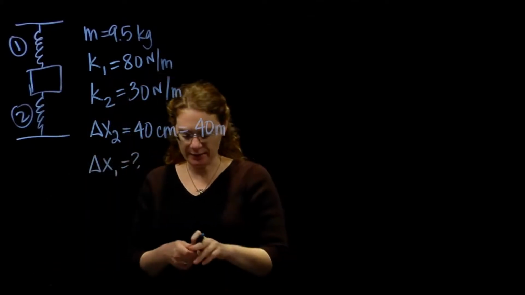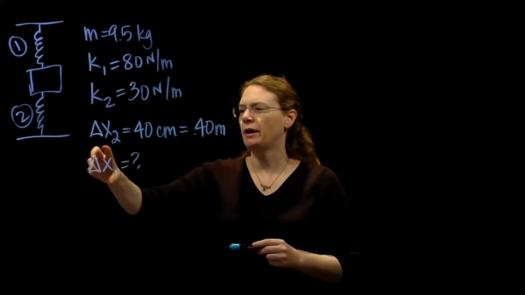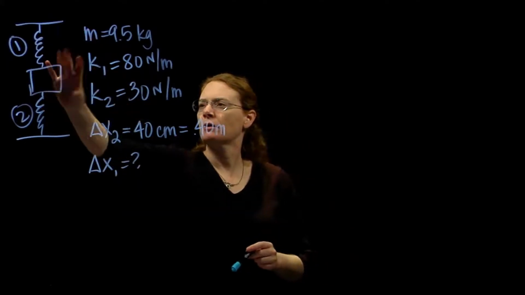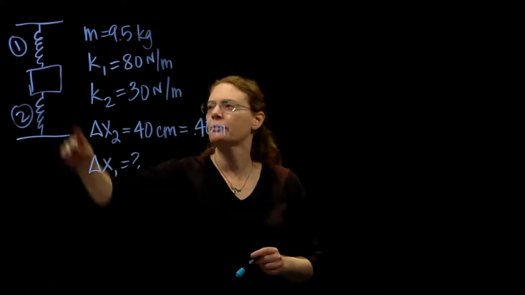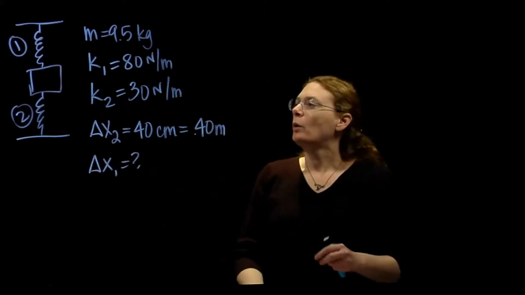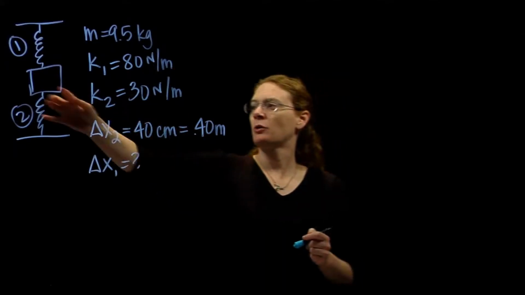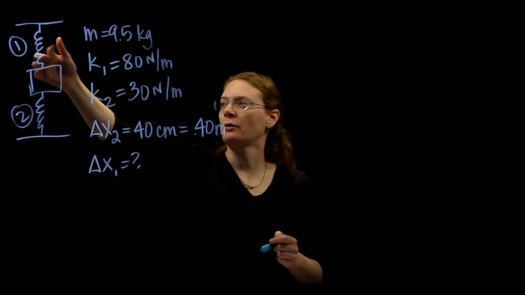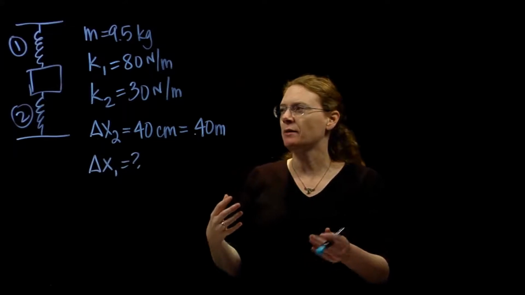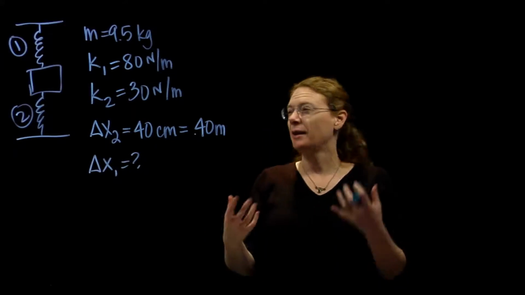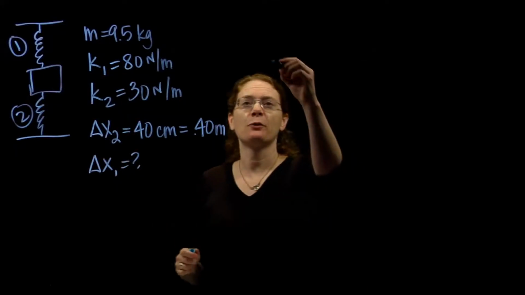All right, there's my setup. We have spring, sculpture, spring. We know the mass of the sculpture, the two spring constants, and the stretch of this one, and we're looking for the stretch of that one. I'm going to do the forces on the sculpture. That's the appropriate object. I don't know anything about the springs in terms of their mass, so if I did a force diagram on the springs, it would be a little weird. So the sculpture is the thing I'm going to do the force diagram for.